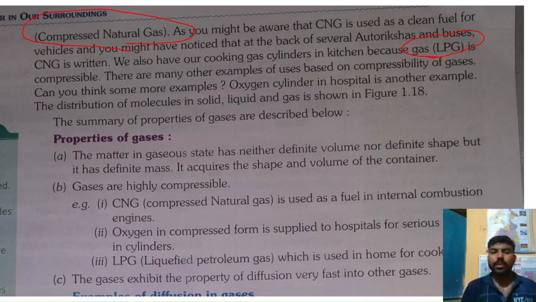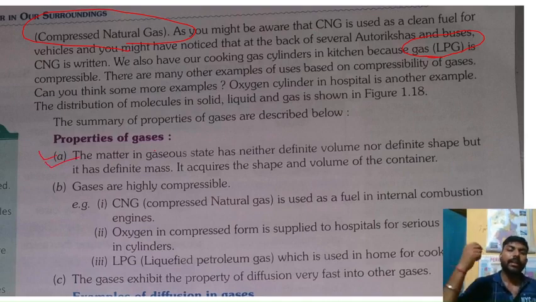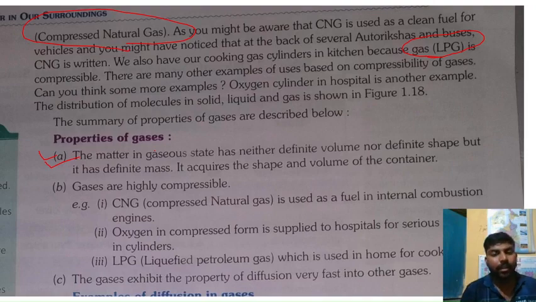In the oxygen cylinder also, the gas is compressed in the cylinder. The first property of gas you can write is that it doesn't have a definite volume, it never has a definite shape, and gases are highly compressible. The second point is that gases exhibit the property of diffusion very fast. That means diffusion in a gas reaches very far.